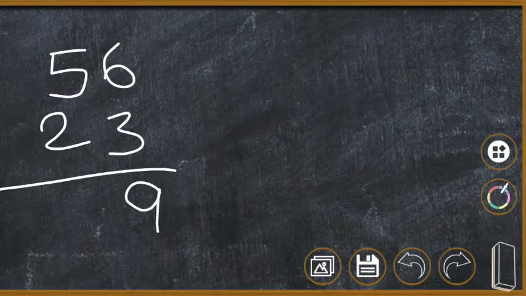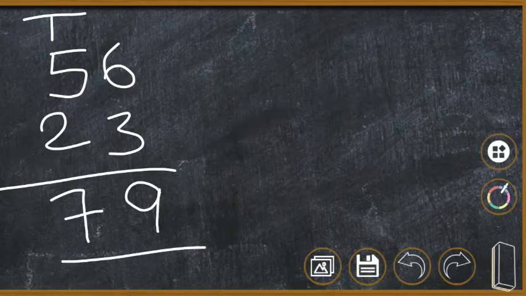Okay. Now move to the tens place column. In the tens place column, 5 and 2 are there. 5 is in your mind. Take 2. 5 plus 2, 7 only. Now the number is 79.